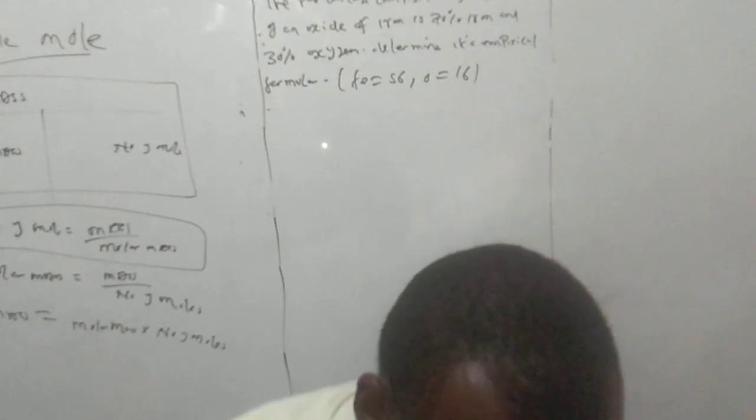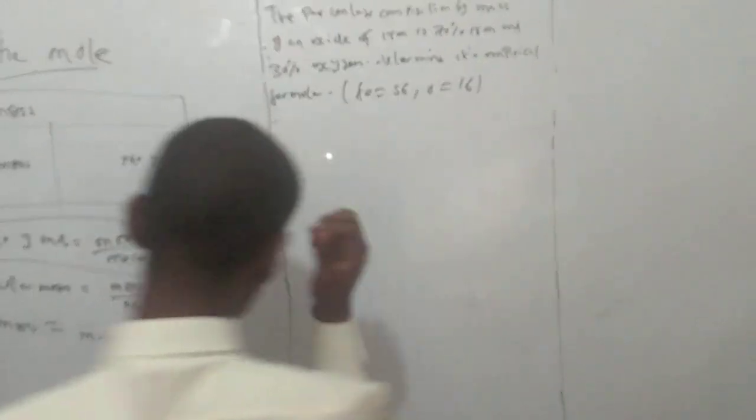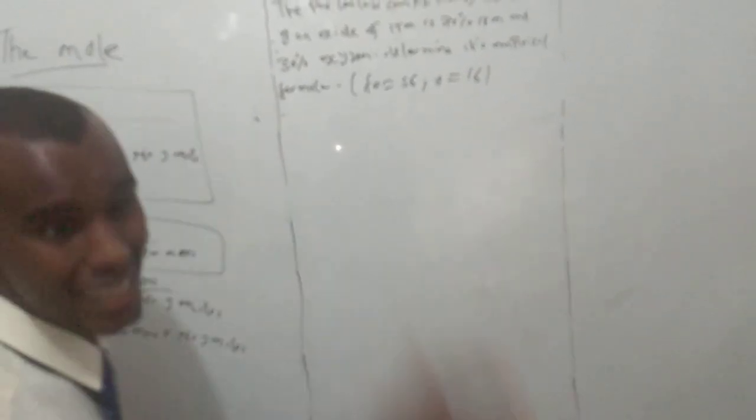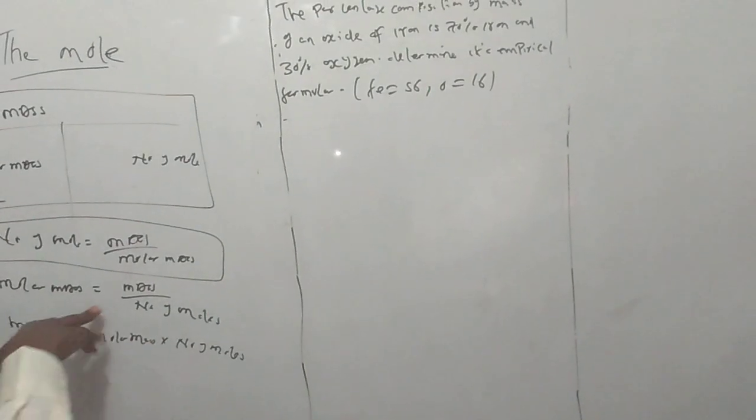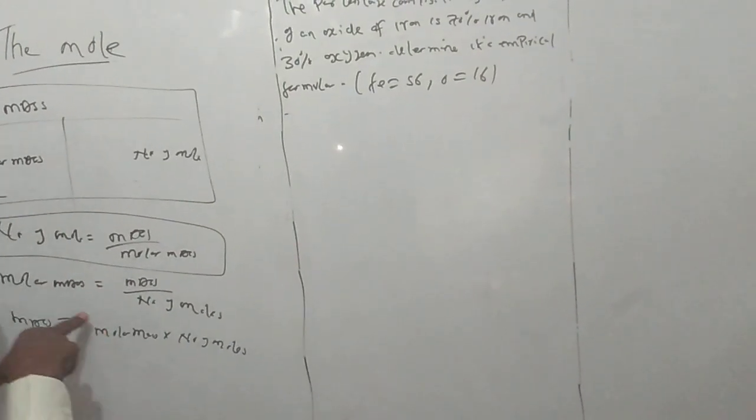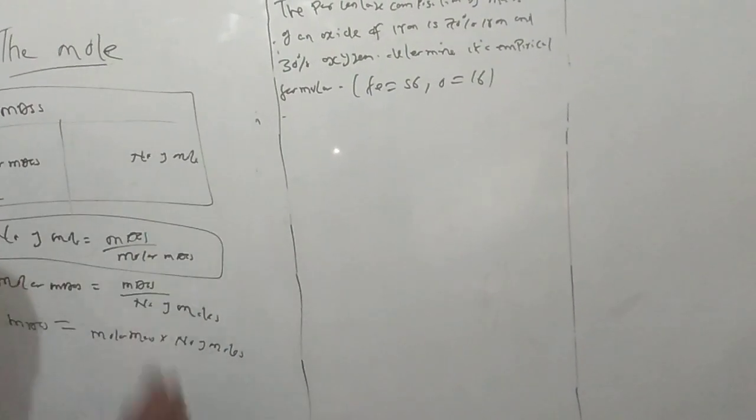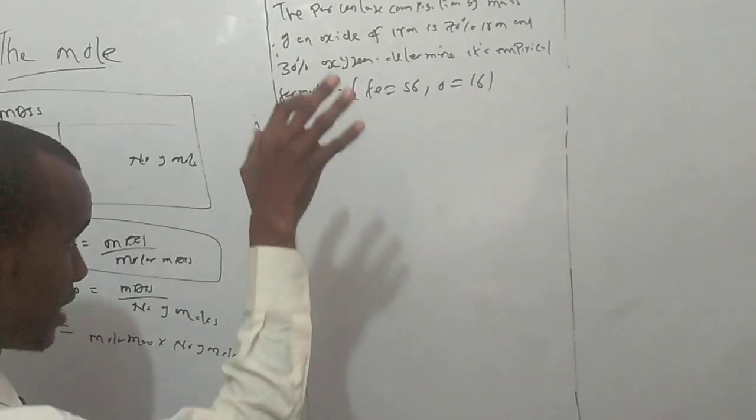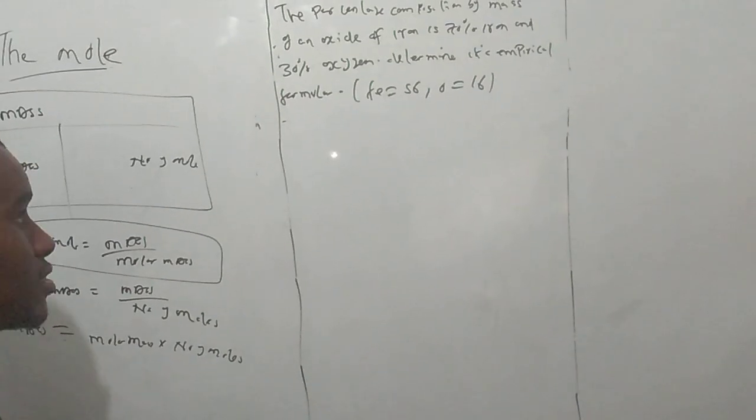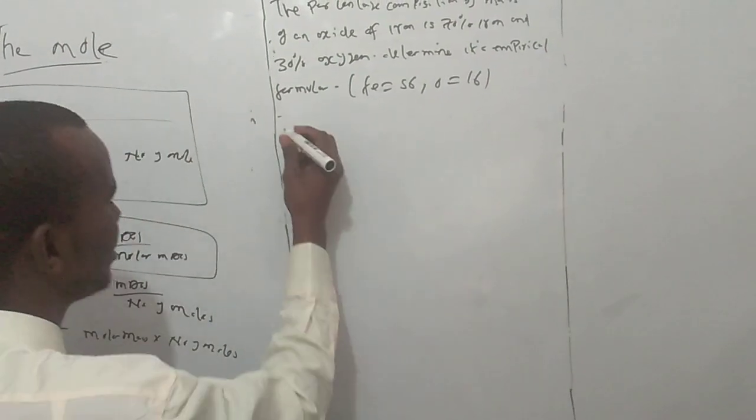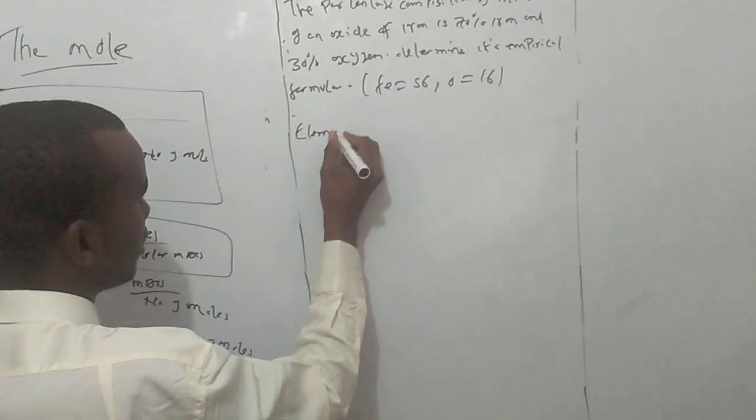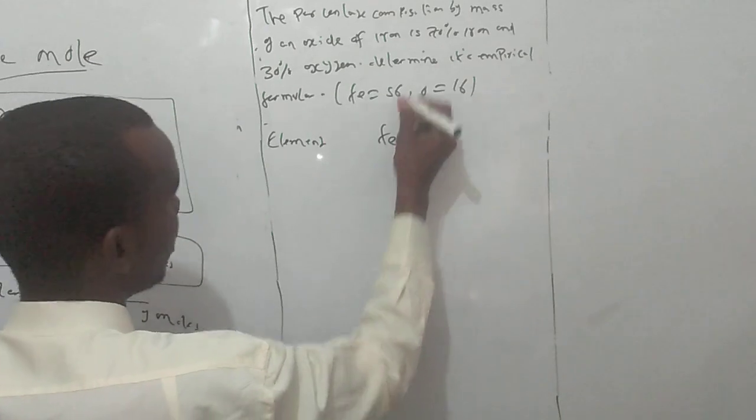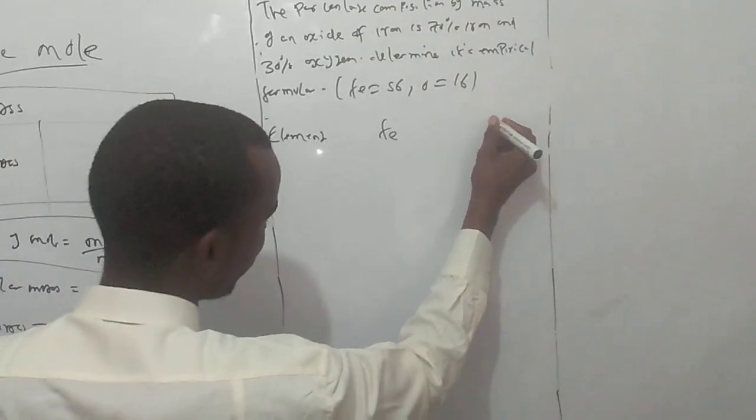So we want to get the empirical formula for this. What you have to know is that this percentage represents the mass. So for us here, the number of moles is the mass over the molar mass. But before that, there is a criteria by which the empirical formula is shown. So we begin with the elements right here. Iron is Fe. Then we have oxygen, O.